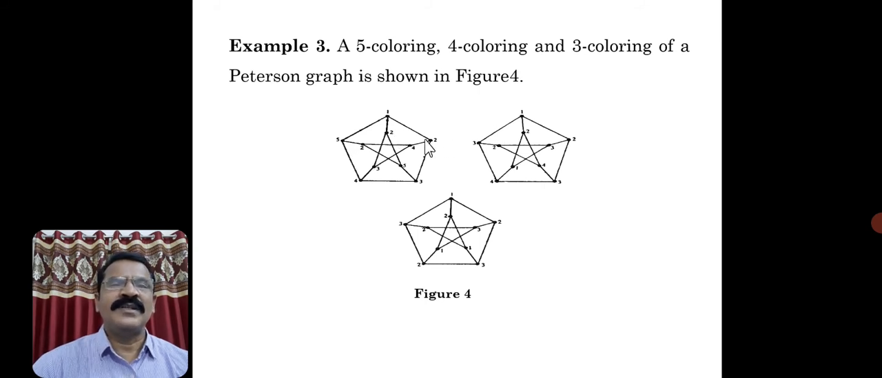So the same graph can also be colored with 4 colors. So it is 4 colorable. Even it is 3 colorable. So it is 5 colorable as well.